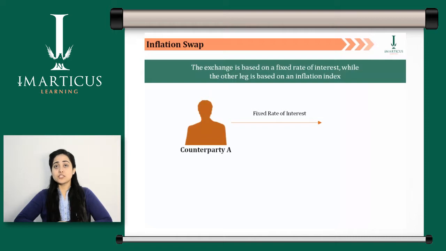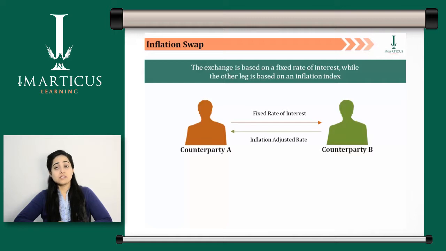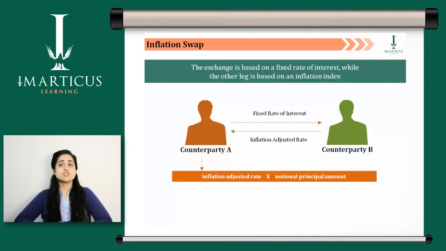Next, we have inflation swap. Inflation swap is an exchange based on fixed rate of interest, while the other leg is based on an inflation index, for example, consumer price index or CPI, the wholesale price index or WPI, etc. The party paying the floating rate pays the inflation adjusted rate multiplied by notional principal amount. For example, one party may pay a fixed rate of 3% on a 2-year inflation swap and then receive the actual inflation. Investors use inflation swaps to hedge inflation risk.